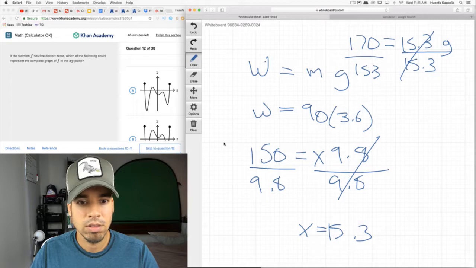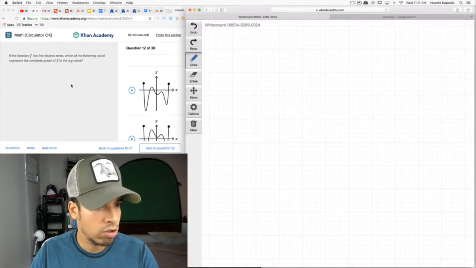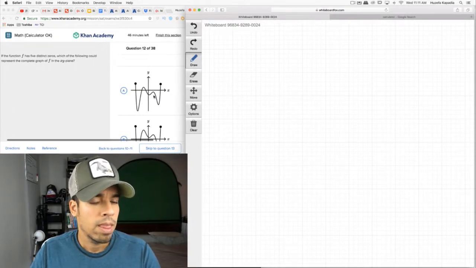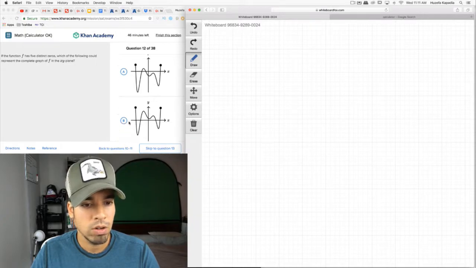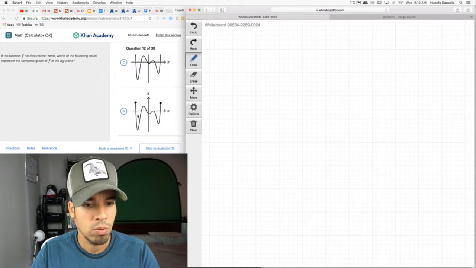Next. Function f has 5 distinct zeros, which could represent the complete graph of f. Which one of these hits the x-axis 5 times? 1, 2, 3, 4. No. 1, 2, 3, 4. No. 1, 2, 3, 4, 5, 6. No. 1, 2, 3, 4, 5.